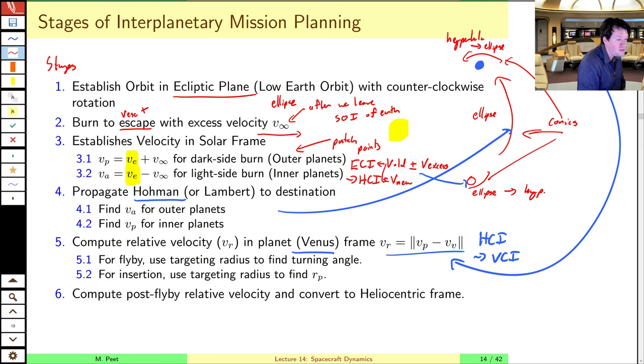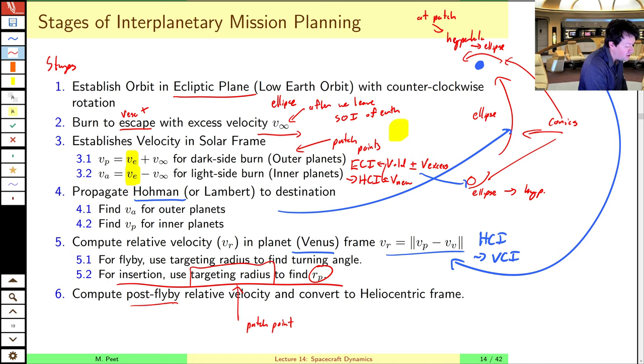Right. So at the patch, we're in an elliptic orbit with respect to the Sun. At the patch, we go to a hyperbolic orbit with respect to Venus. And then if we want to stay at Venus, we have to hit an elliptic orbit somehow. So for insertion. And that insertion, that patch point, is going to be determined by our so-called targeting radius. That'll determine our periapsis with respect to Venus. And then we can either fly by Venus or we can do a burn and stay in Venus orbit. Or if we don't, we can do a gravity assist.